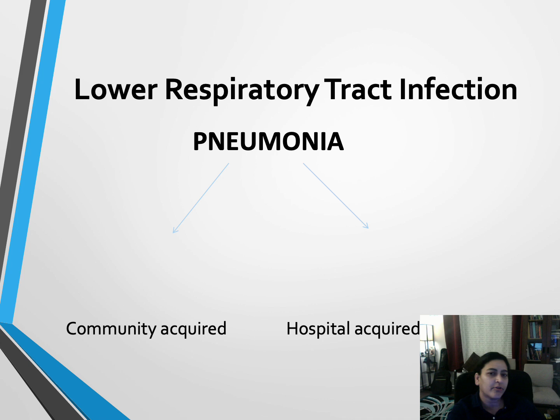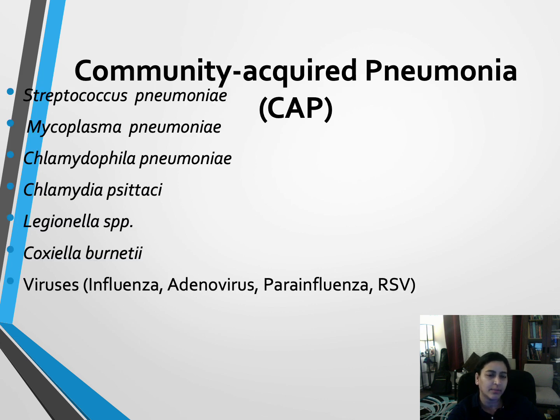For lower respiratory tract infection, most often it is pneumonia, and either it is community acquired or hospital acquired. First of all, community acquired pneumonia, called CAP. Streptococcus pneumoniae is the usual culprit, and these are the pathogens, especially RSV and influenza, that cause community acquired pneumonia.